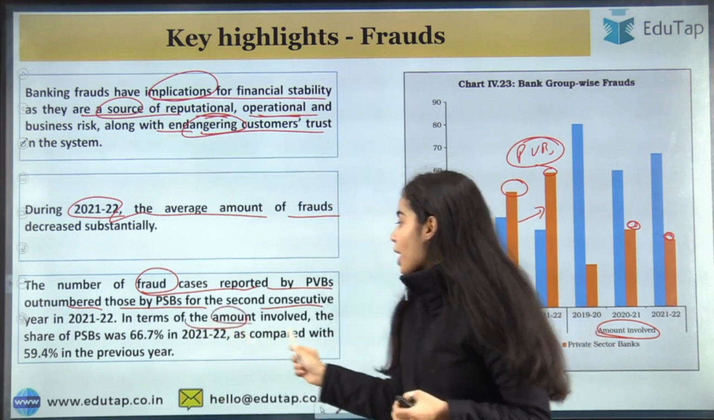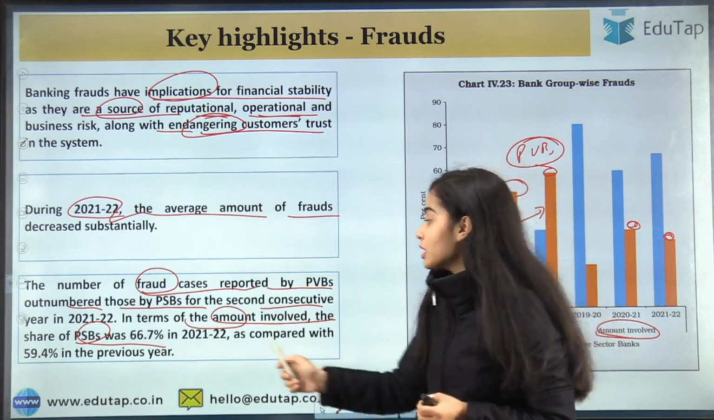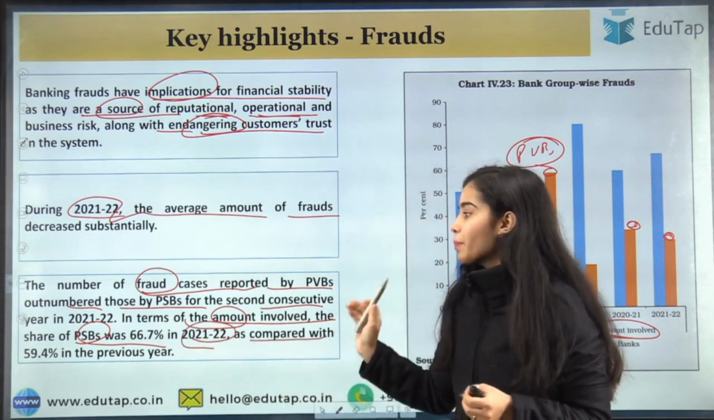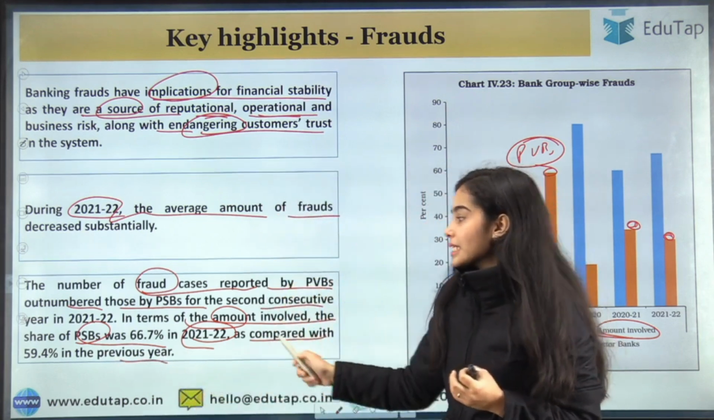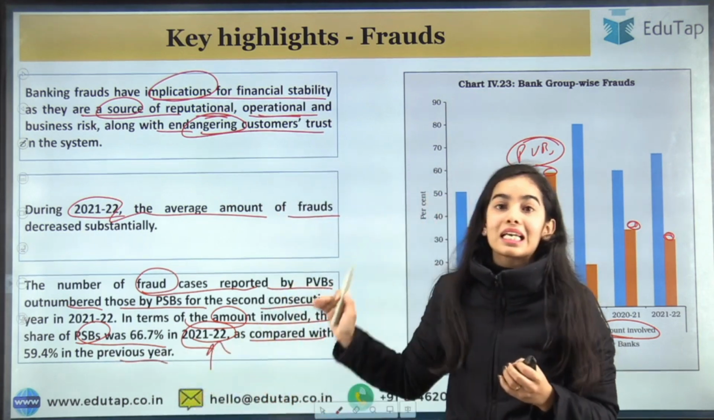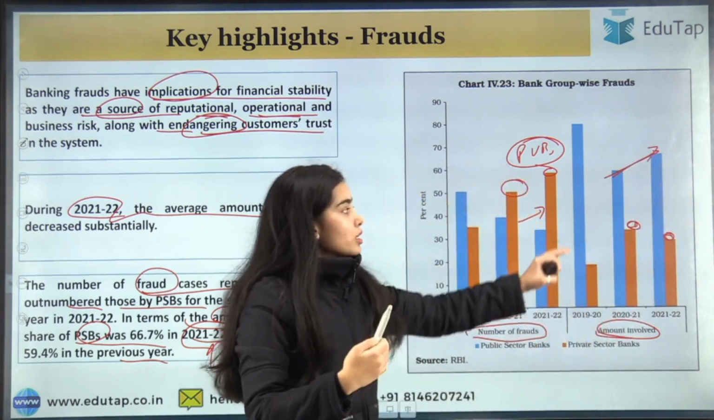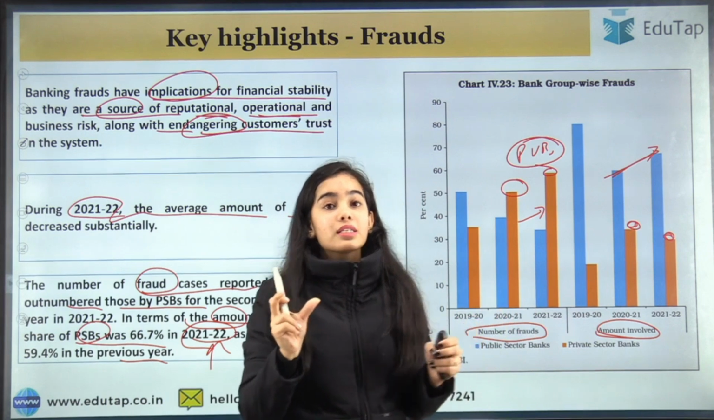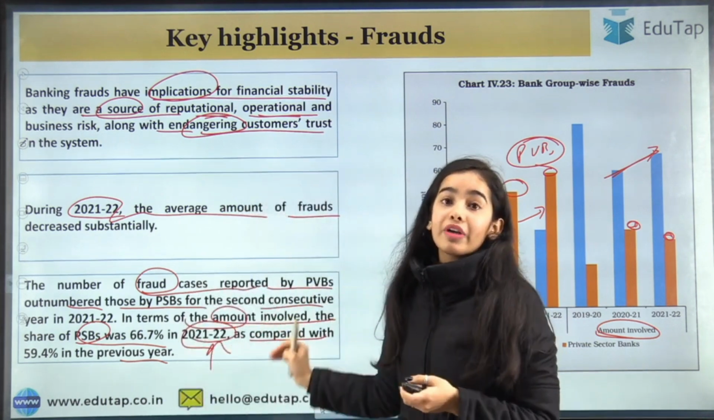But in terms of the amount involved, the share of public sector banks was 66.7% in 2021-22 as compared with 59.4% in the previous year. So I hope you can understand that the amount involved has increased for the public sector banks. That is bad news for the public sector banks, and they have to reduce this kind of inefficiency.